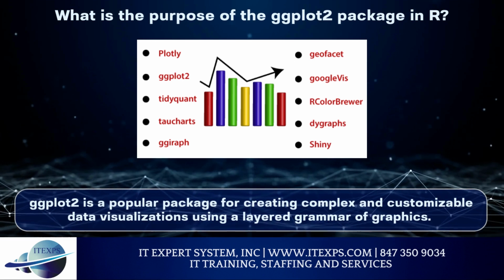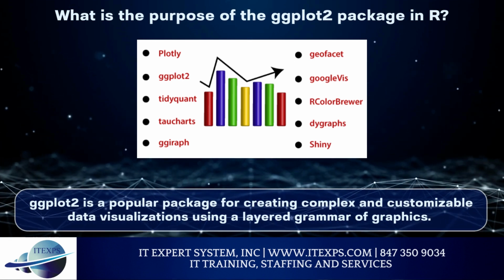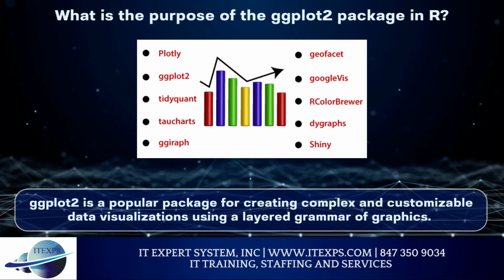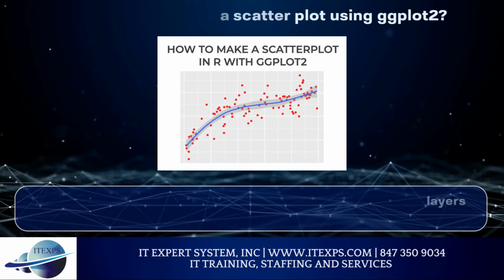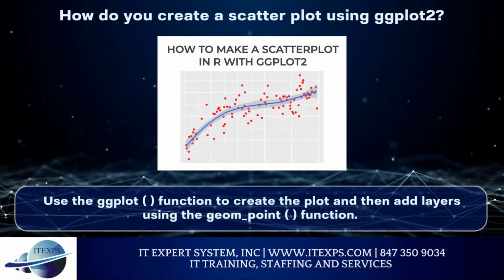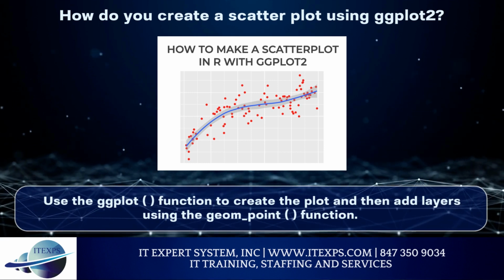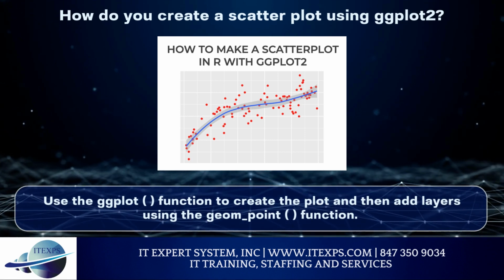What is the purpose of the ggplot2 package in R? ggplot2 is a popular package for creating complex and customizable data visualizations using a layered grammar of graphics. How do you create a scatter plot using ggplot2? Use the ggplot function to create the plot and then add layers using the geom_point function.